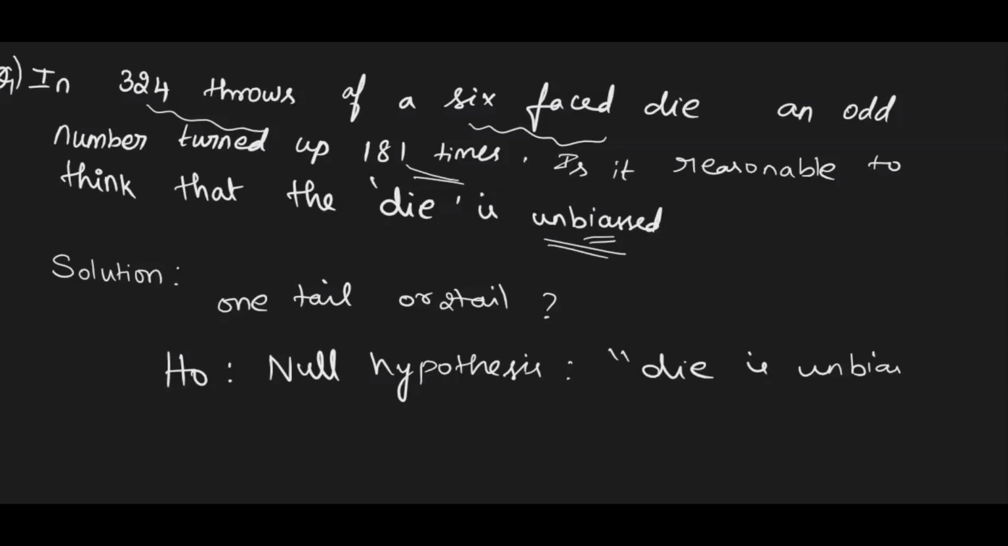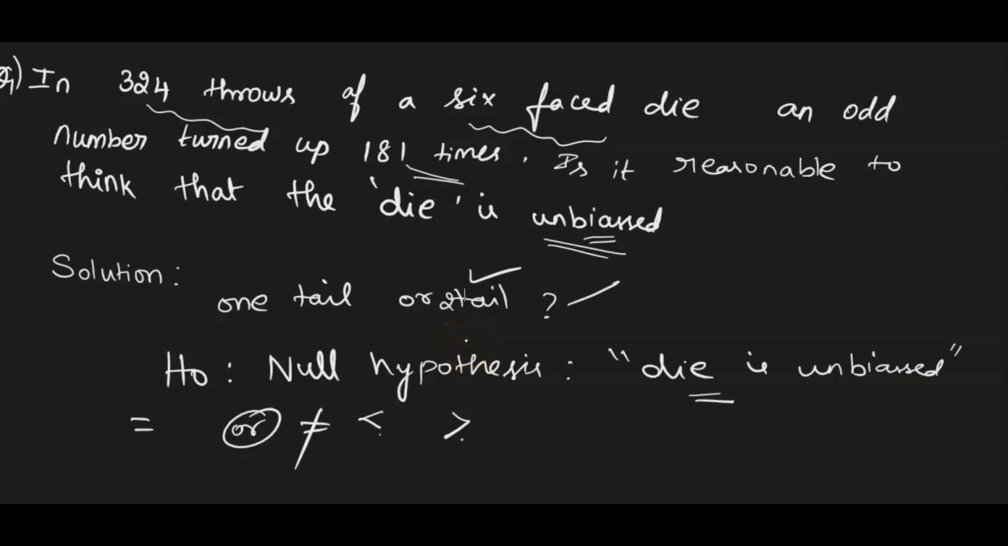If I say unbiased, it means the observed number of successes should be almost equal to the expected number of successes, correct? Whenever I say almost equal, it can be less also, it can be greater also. Equal is the null hypothesis; not equal means it can be lesser or greater. We have two options, so we will go for a two-tail test. So for this problem, I have decided that I'll go for a two-tail test.